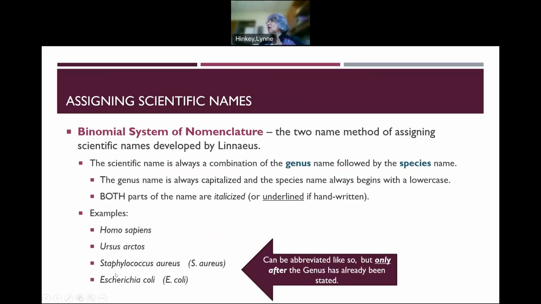Now I know that I'm talking about Staphylococcus, so I can abbreviate it. So just like if we were writing out my full name, Lynn Hinkey, after we've established which Lynn we're talking about, I could now write Lynn H. Only here the genus would be the equivalent to the last name. So we can abbreviate it, but only after you have written out the complete name like this.